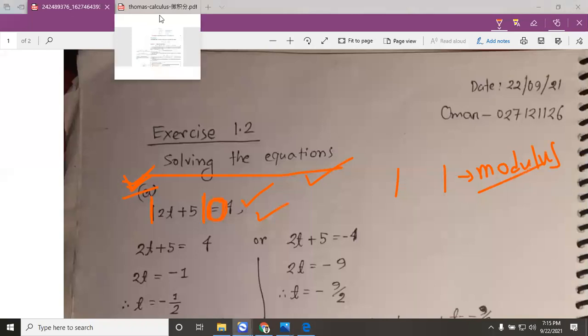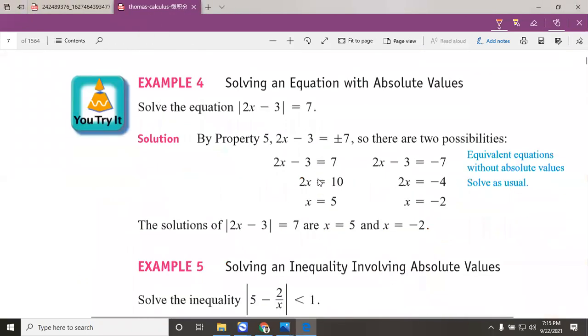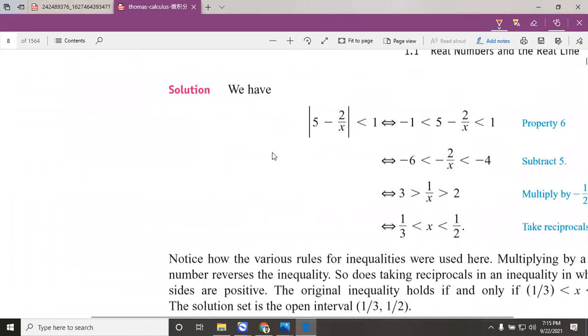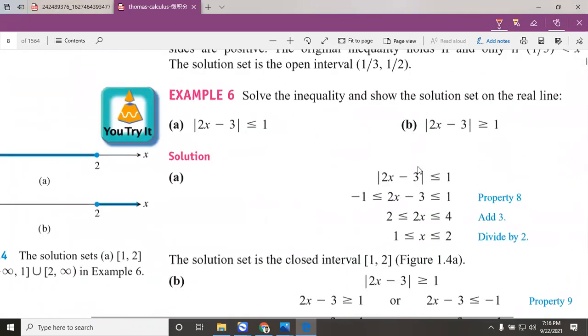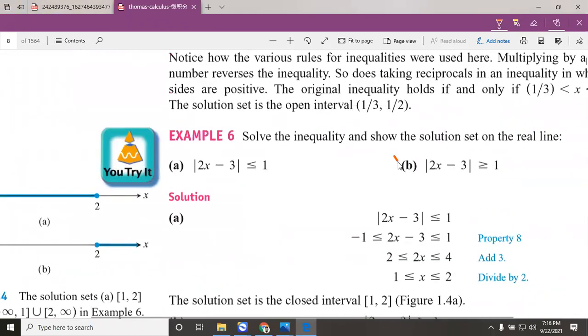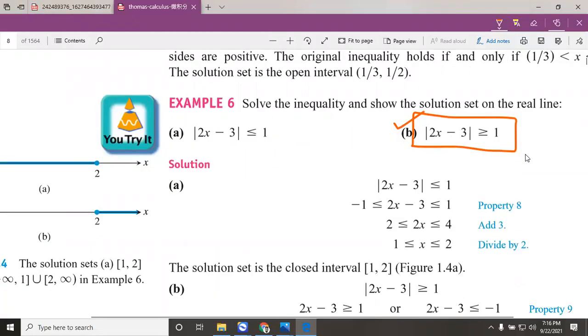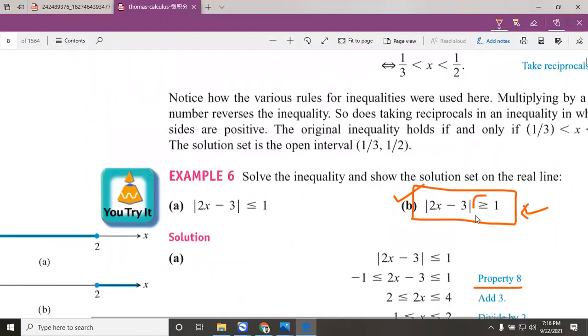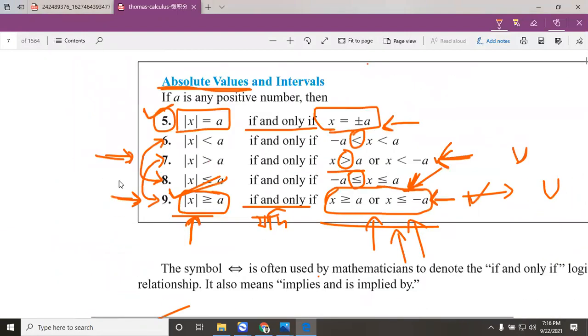So now let's continue. Let's see an example from Thomas calculus. Let's solve it. Here we get 2x minus the absolute value of 2x minus 3 is greater than or equal to 1. So this falls into property 8. What is property 8? The value of x will be greater than or equal to a. So we got our property 8 here.